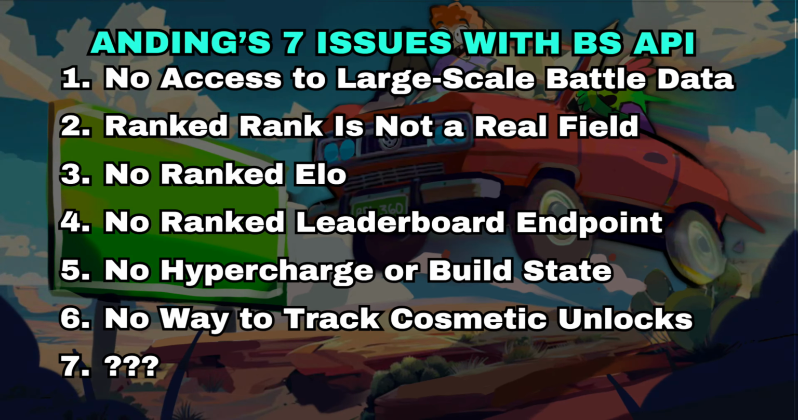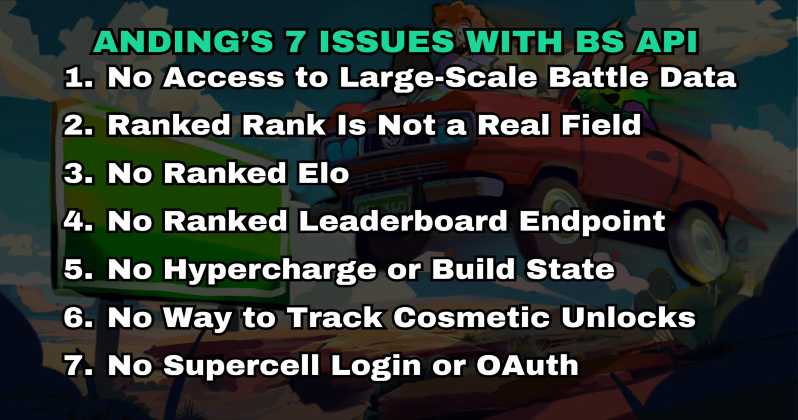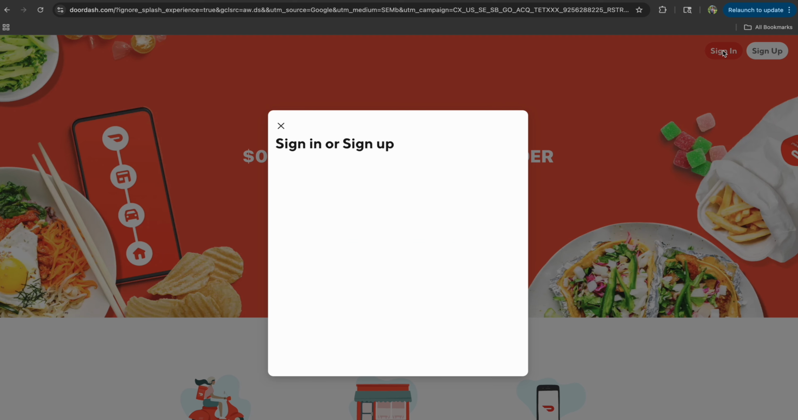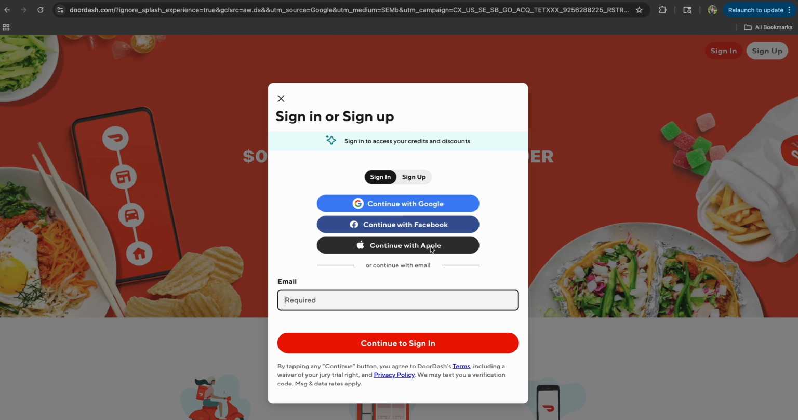Lastly, for problem number 7, there's no Supercell login API, which means no OAuth, or in non-developer terms, means you can't log in with Apple to a third-party website that wants to use your Apple data. With no official way to verify players owning certain player tags, I think this limits trust and personalization across the Brawl Stars ecosystem. And since I run Brawl Pass giveaways monthly on my website, I need a way to verify if a player actually owns their player tag or not.